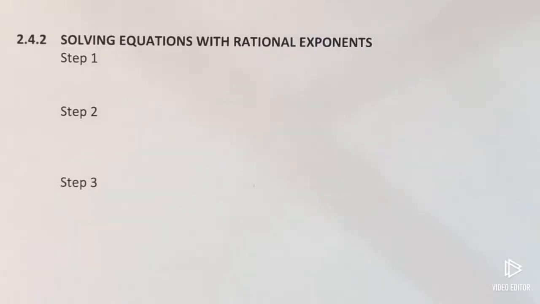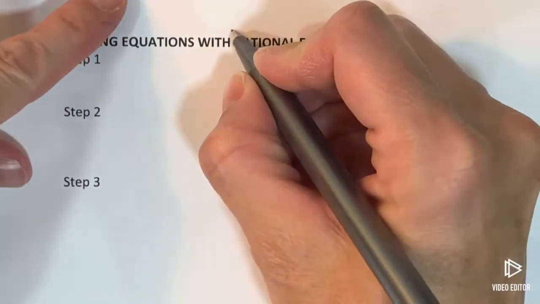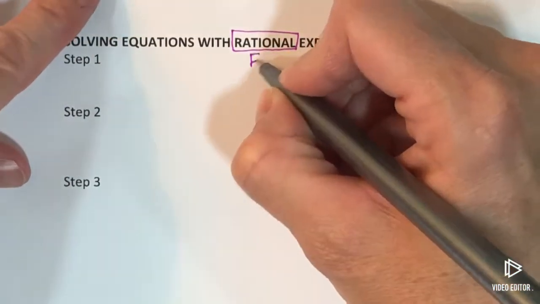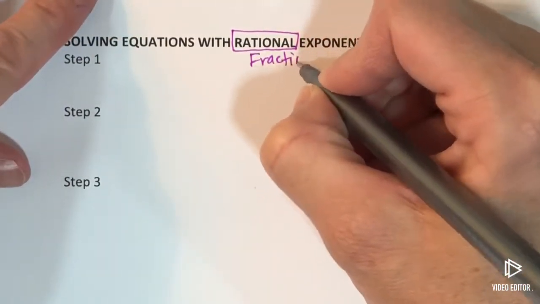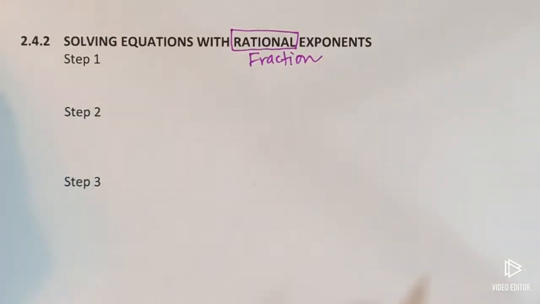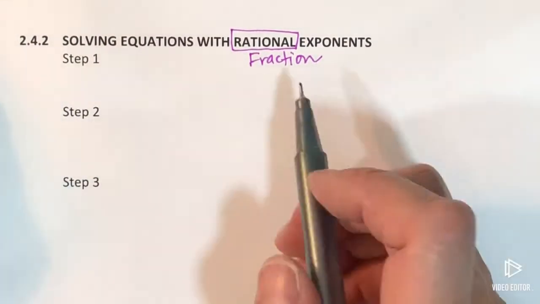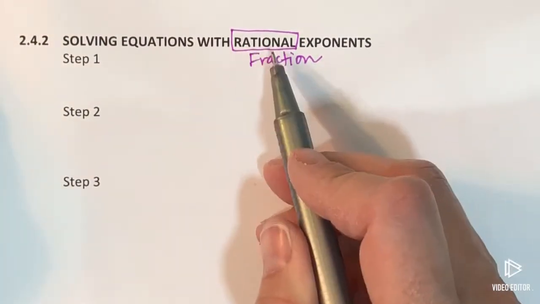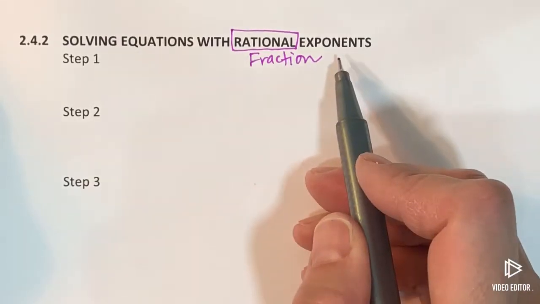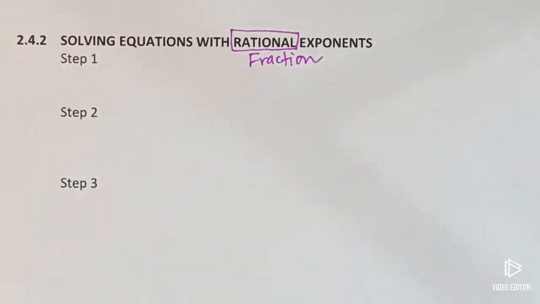Now that we've solved equations with radicals, we're going to move on to solving equations with rational exponents. A rational number is a fraction. So I always try to help you remember by saying "rational" rhymes with "fraction." So when we solve equations with rational exponents, we're going to have a fraction in the exponent, or in the power. So let's take a look at our steps.